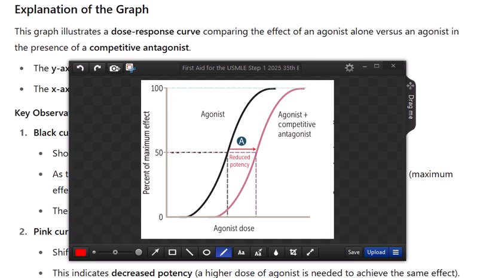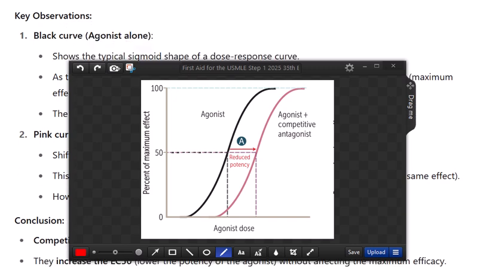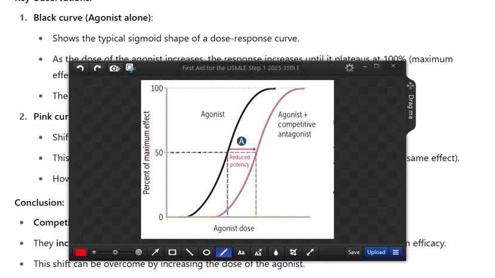As the dose of the agonist increases, the response increases until it plateaus at 100%, maximum effect. The EC50, the dose needed to achieve 50% of the maximal effect, is lower here. 2. Pink curve, agonist plus competitive antagonist, shifted to the right compared to the black curve. This indicates decreased potency. A higher dose of agonist is needed to give the same effect. However, the maximum effect is still the same, meaning efficacy is not reduced.